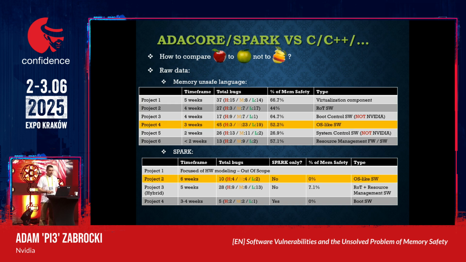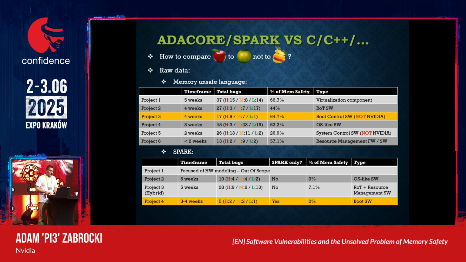In project 4, in memory unsafe language, which was operating system-like software, and we had different operating system-like software written in Spark, we spent 3 weeks of analysis on the memory unsafe language project, and twice as much on Spark, so 6 weeks. As a result, we found 45 bugs in the memory unsafe language and only 10 bugs in Spark. And 52% were memory safety bugs in the memory unsafe language, and 0% of memory safety bugs were in Spark.